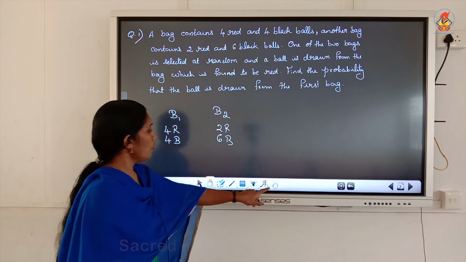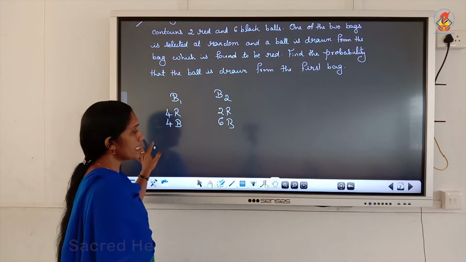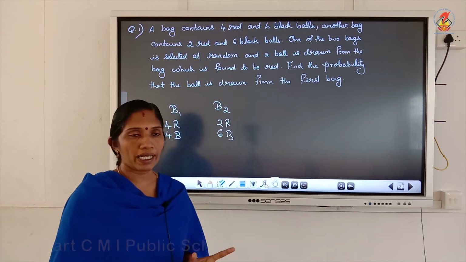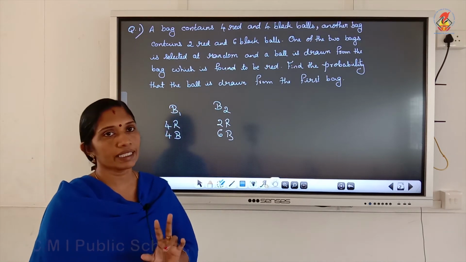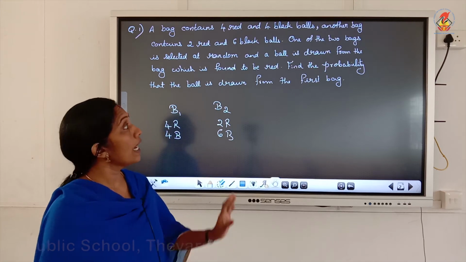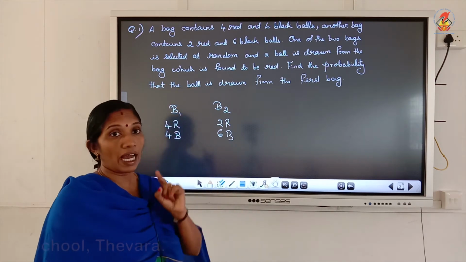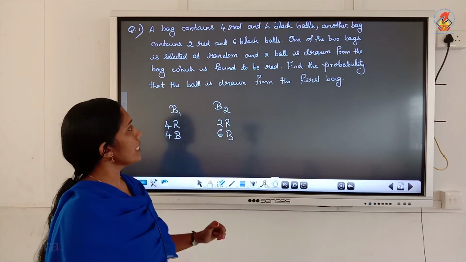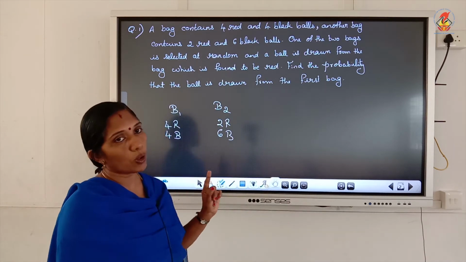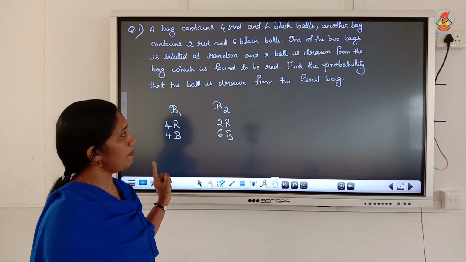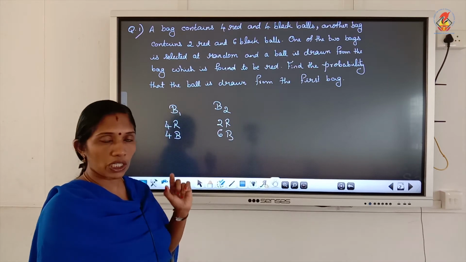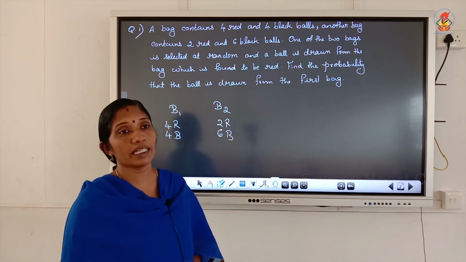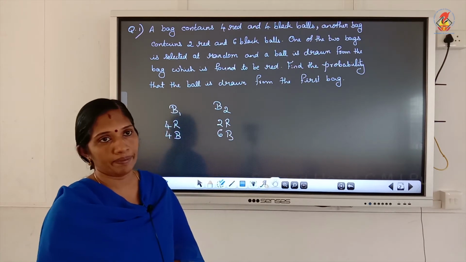Okay, so here we have to define events. So that is the experiment. We have two bags, one of the bags you have to select, then take a ball from the bag, and it is given that that ball is red color. Then the question is, what is the probability that the ball was drawn from the first bag? So the color of the ball is given. We have to find what is the probability that it was taken from bag 1.